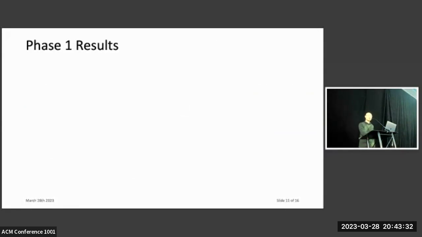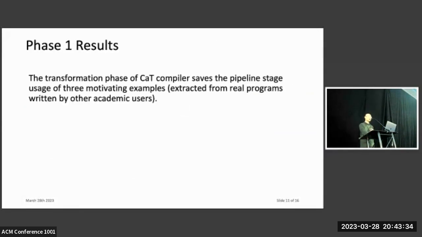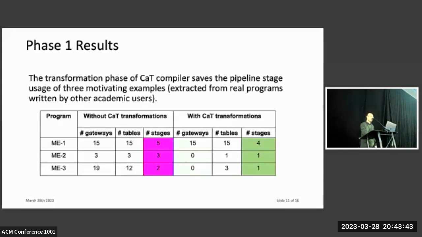So after resource transformation, we can find that the CaT compiler saves pipeline stages in all three motivating examples extracted from real cases written by other academic users. In this scenario, we can see that after transformation, they save the number of gateways, they save the number of tables, and they save the number of pipeline stages used.